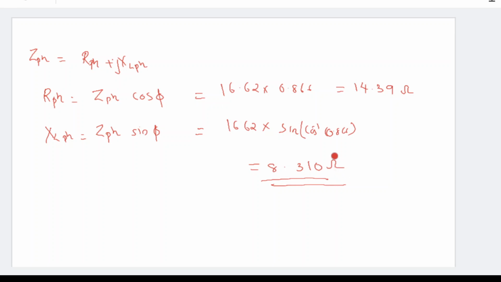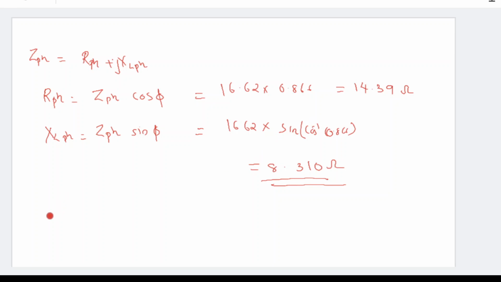So you have found out the impedance parameter as well as the reactance parameter. So resistance and the reactance parameter. Okay, so you have found out the impedance parameters, that is the value for R and X. Okay, so that is it. And next we will be doing one more problem.